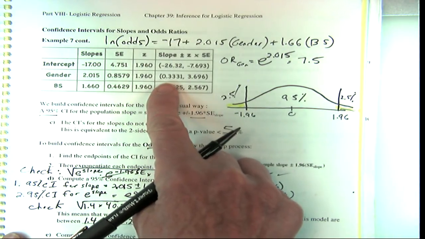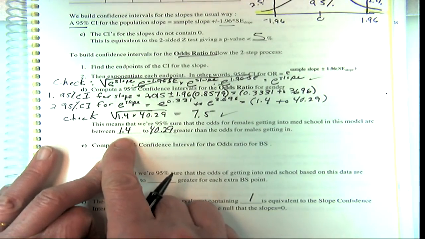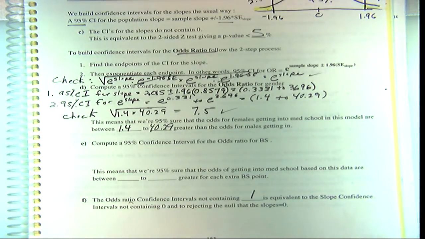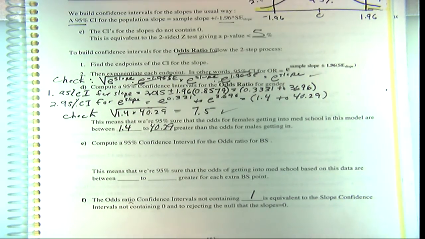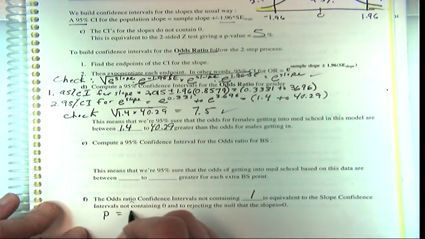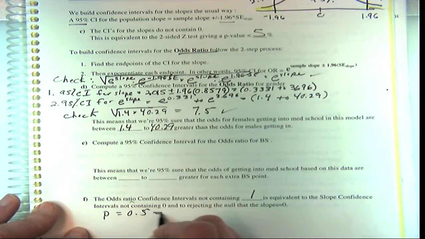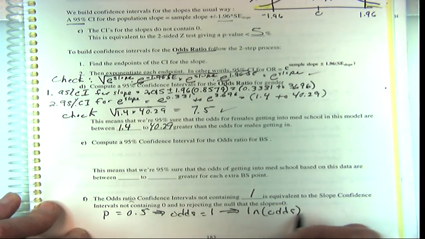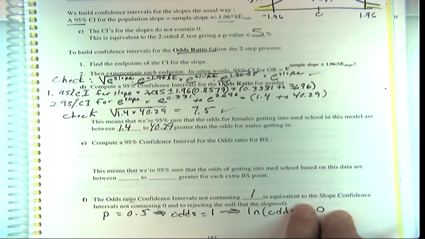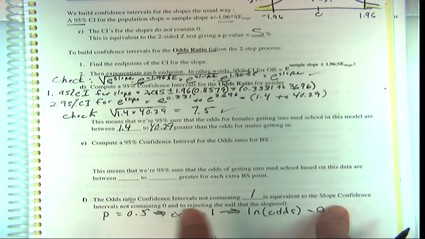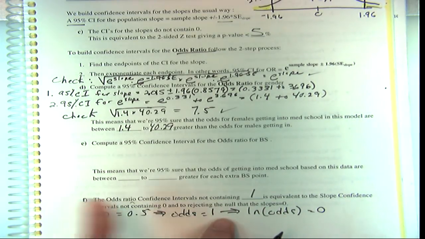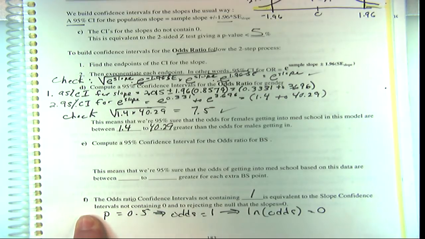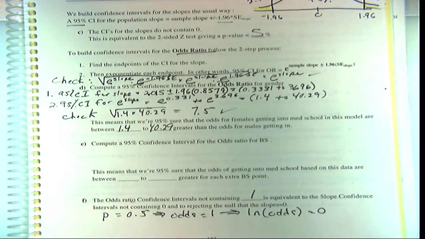If this contained 0, then this would be a negative and the odds would be less than 1. You know that. So 50-50 probability means what? That the odds are 1 to 1, and that means the log odds are 0. So if the log odds interval doesn't contain 0, that means the odds don't contain 1, and that means there's not a 50-50 probability between males and females getting in.